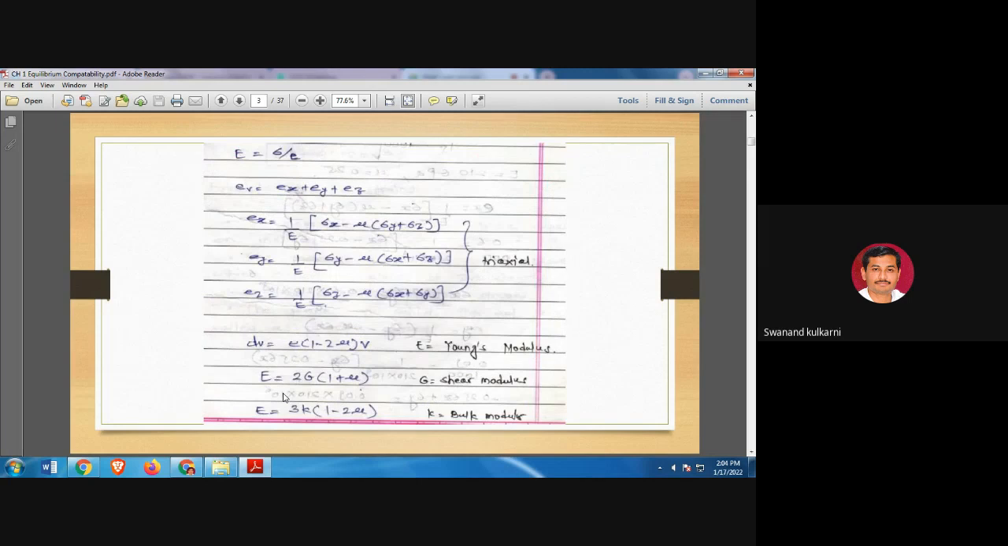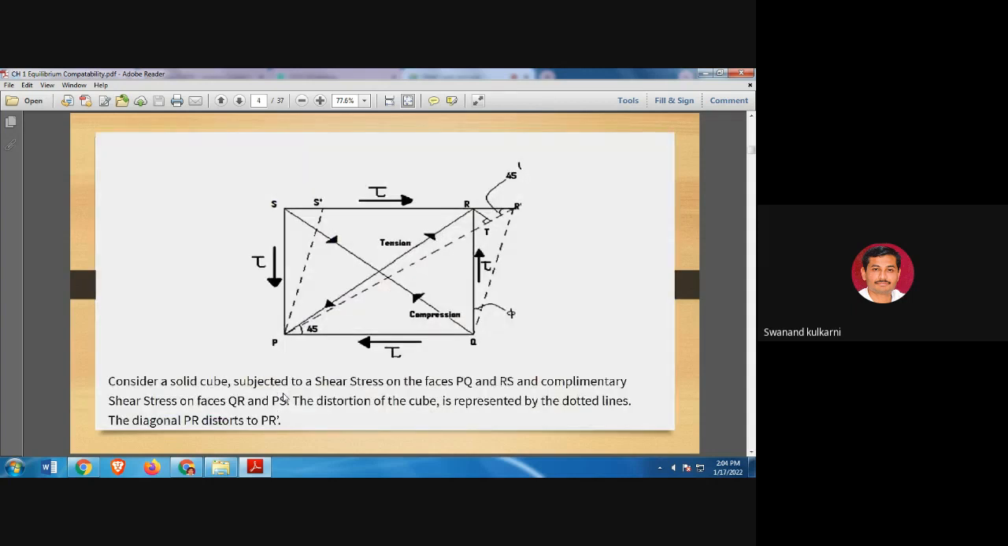As far as the three-dimensional stress analysis is concerned, we are going to see some fundamental part with reference to the triaxial stress system. But before that, we are aware of the different relationships between the elastic constants. Which are the different elastic constants? What are the elastic constants? E, mu, G and K. These four are elastic constants.